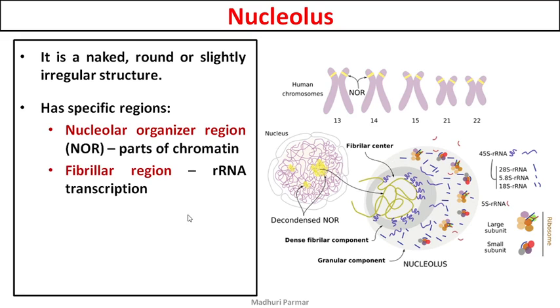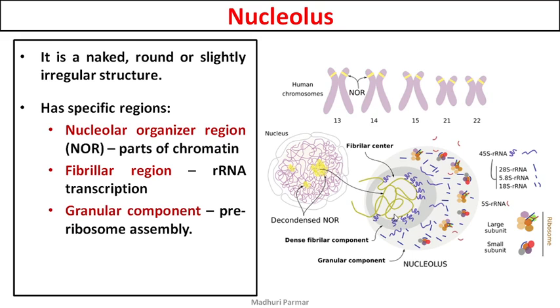Then you have the next region, which is called the fibrillar region, because it looks fibrous when you look at it under the microscope. This fibrillar region has a lot of rRNA which is getting transcribed from the DNA. So this dense fibrillar region has nothing but your rRNA getting transcribed. As you can see here, these purple colored strands are your different kinds or different lengths of RNA. And finally, you have the outermost region, which is the granular component.